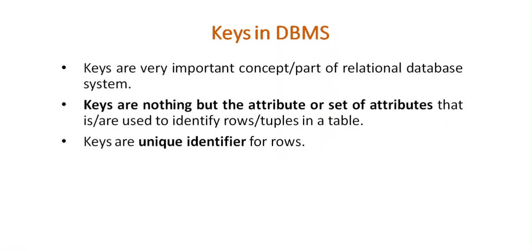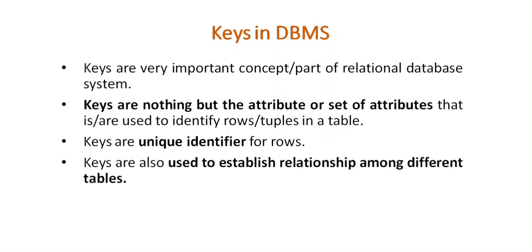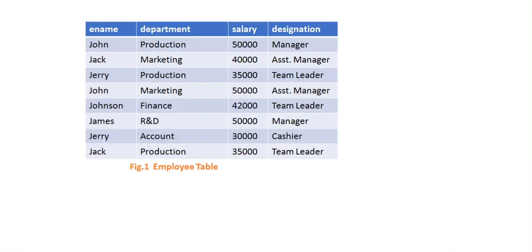Now what is meant by unique identifier? It means that by using that key attribute, we can fetch exact data from the table. We can retrieve exact data from the table. That's why they are called a unique identifier. These keys are not only used to fetch data from the table, but they are also used to establish relationships between different tables. So this is all about keys in a database. They are simply attributes of a table that are used to retrieve data from the table or from the database.